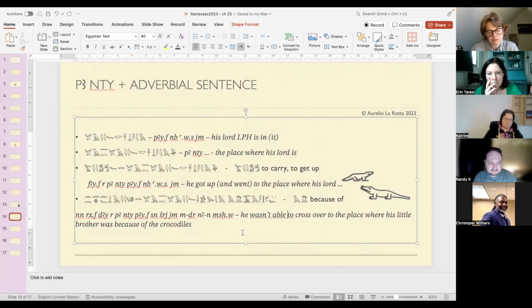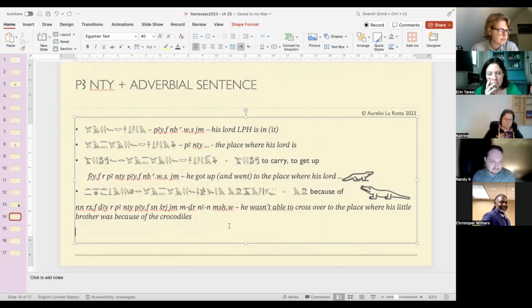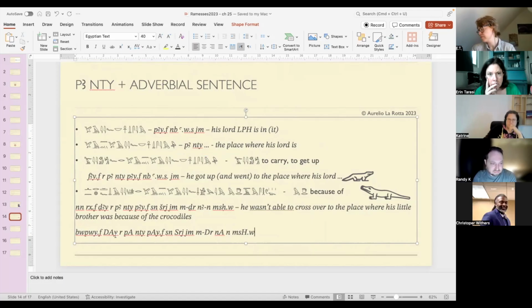Like, for example, if I wanted to say he didn't cross over, that would be indeed bupui, bupuiev, chai, erpa, enti, pa, if, sensheri, im. Emger, emger na en mesehu. So that would actually make sense, and then you can use it, what you just proposed. So he did not cross over to the place that his little brother was in on account of the crocodiles, because of the crocodiles. So that would work.